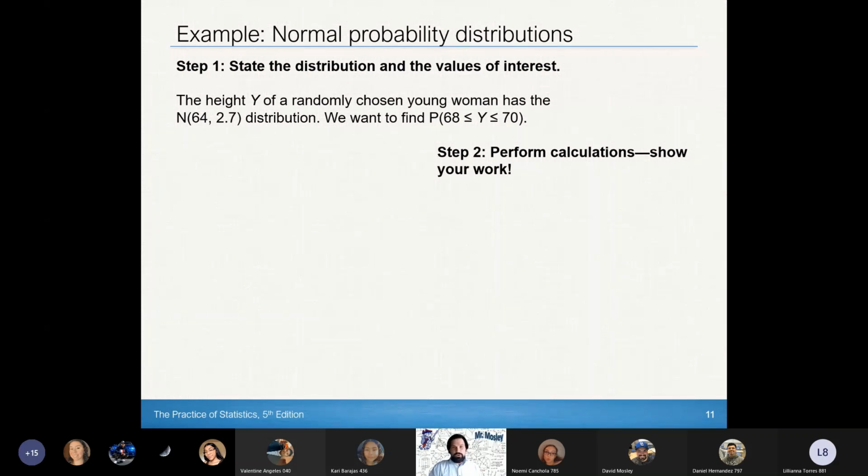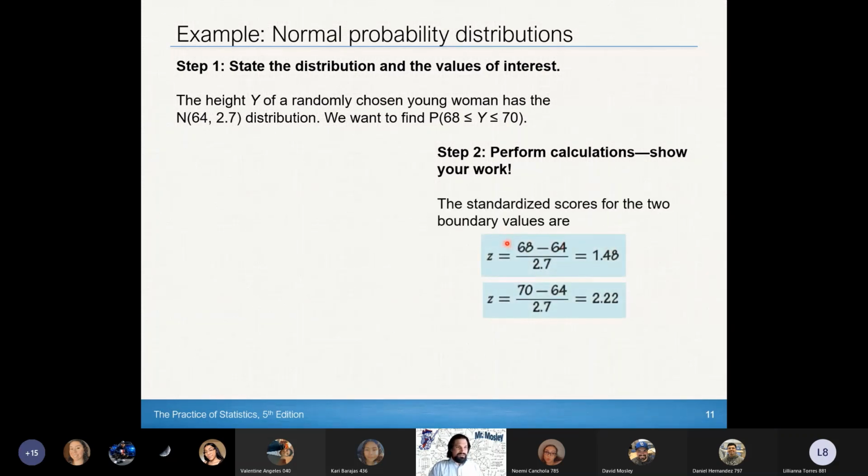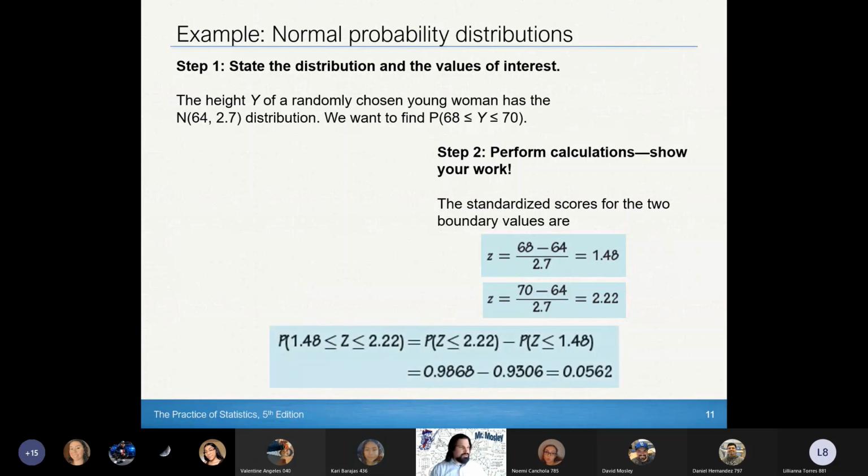Next, we've got to do work. We have to standardize the scores for the two boundary values. To do that, we have z equals the value, the outcome, the lower bound, minus the mean divided by the standard deviation. That's how we find our z-score. z equals x minus mu divided by sigma equals 1.48. The upper bound gives us a z-score of 2.22. All right. We then take these values and go check out our table A. Using table A, we get the following values.